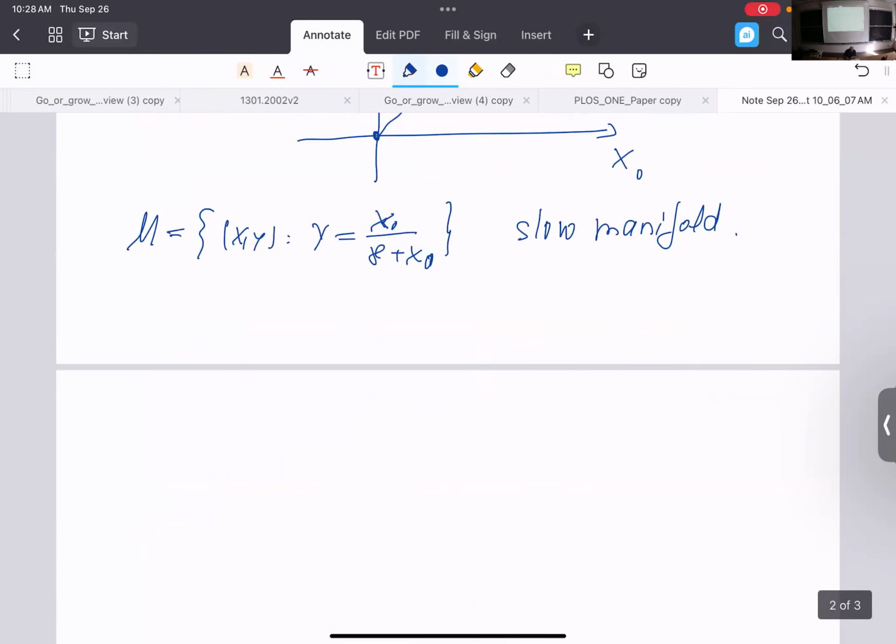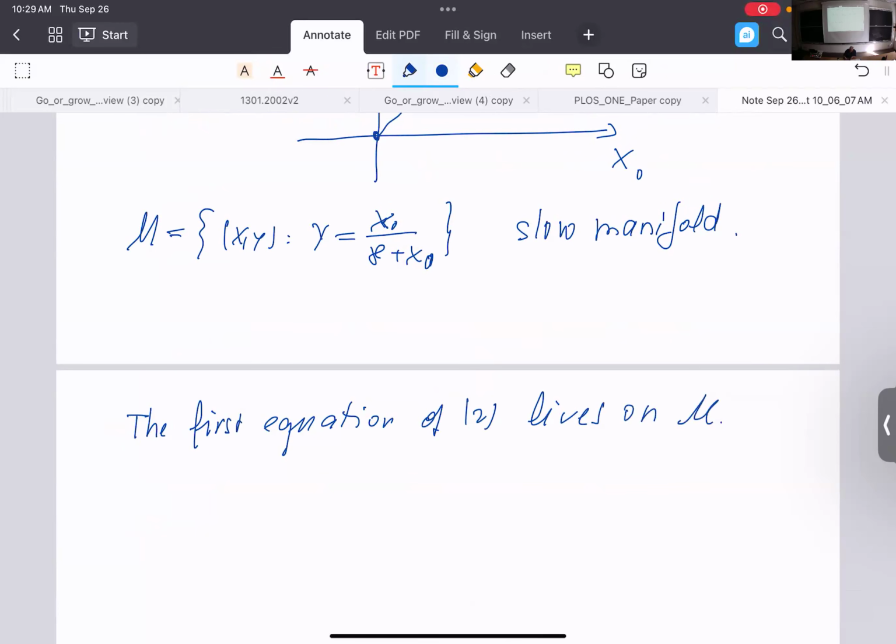So the first equation of number 2 lives on M. So it describes the dynamics on M because this is what we have chosen. And then we can replace y0 by this ratio. So this is x0 over kappa plus x0.